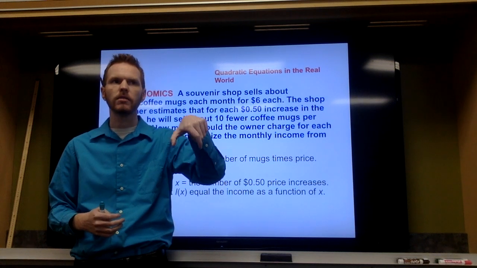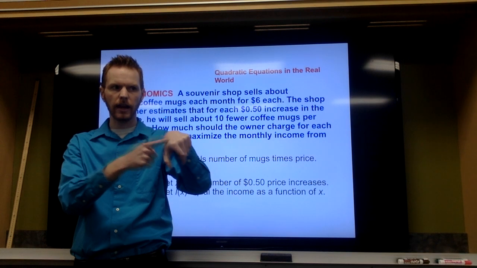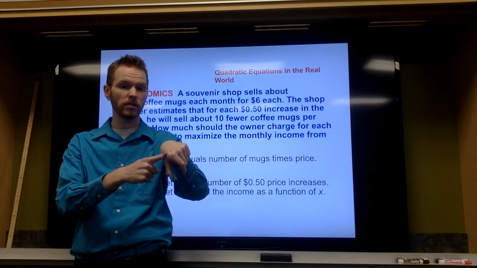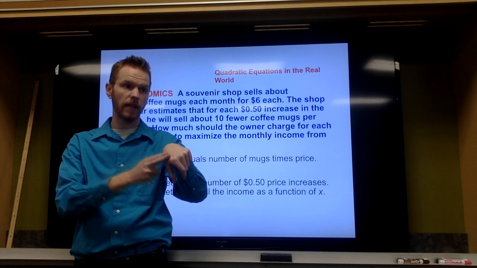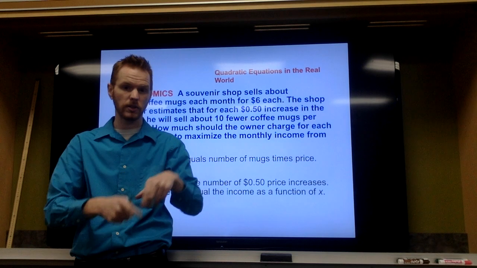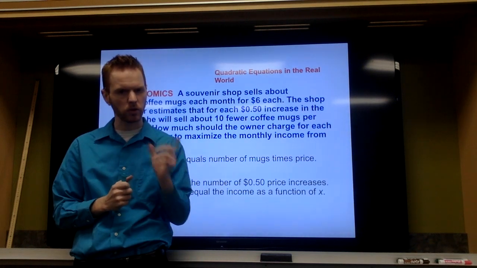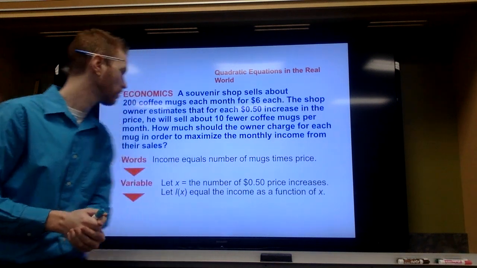And that vertex, okay, that x value is going to be what? How much he's going to be charging? Or actually, the x value would be how many price increases he should have, but the y value is going to be how much he's going to be charging, right? So that's what you want to keep in mind when you're first looking at this problem, okay? And then start solving it.